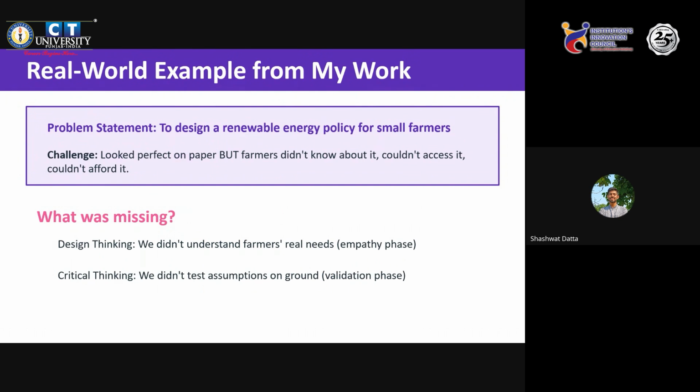Secondly, we didn't validate our assumptions. We assumed that the policy was good because it looked good on paper. We didn't ask ourselves the hard questions: is it really affordable? Is the process too complex? Will it work in a village? So that's where our topic comes in. If we had used both design thinking and critical thinking, we might have succeeded.